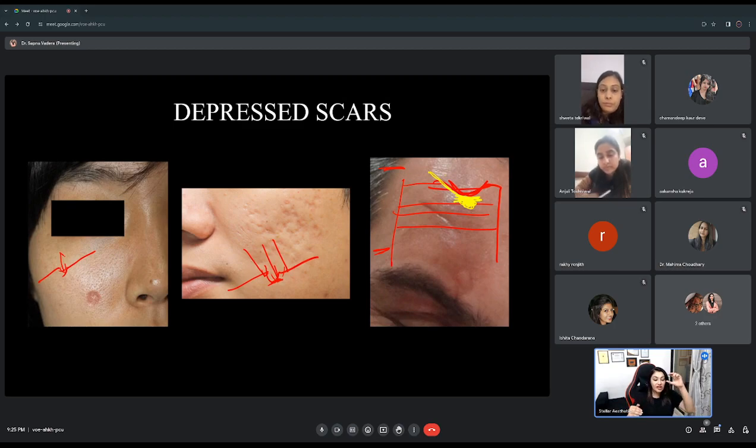Now, once you have created a space, you need to fill something in. You have to stuff something so that it becomes more and more lifted. So you will stuff filler, dermal fillers inside.